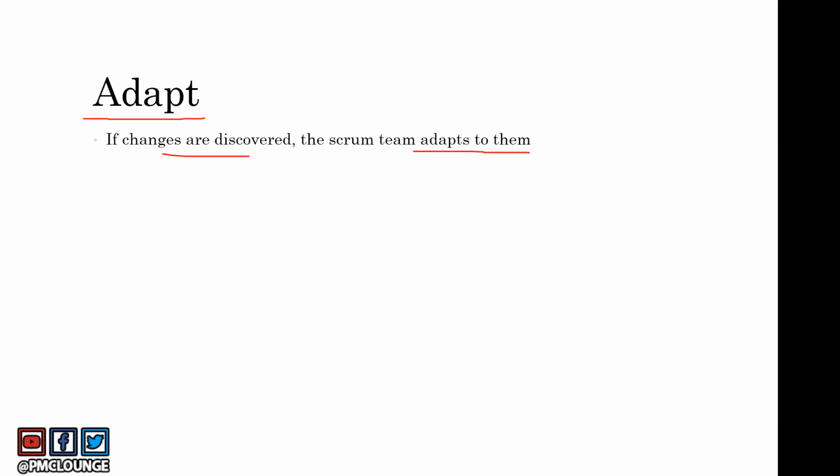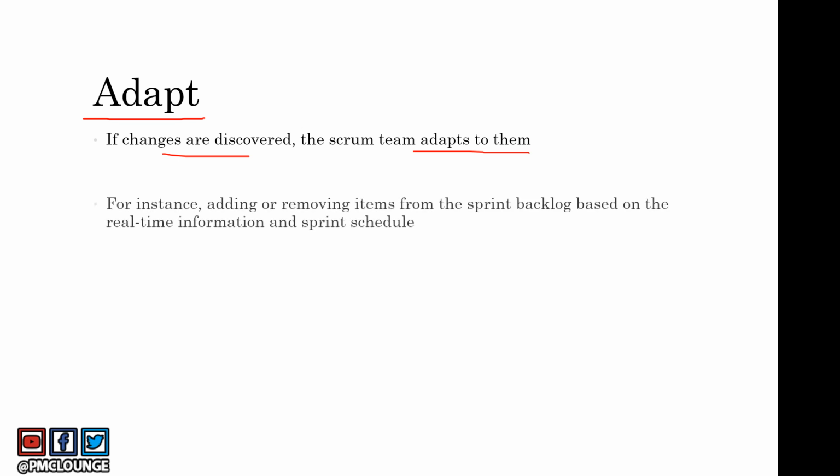All right, so let's talk about the third and final pillar of Scrum, which is adapt. Adapt basically means being comfortable with changes, and that's exactly what Scrum teams are. If changes are discovered, the Scrum team adapts to them. The Scrum team is welcoming of changes. They are comfortable implementing changes. An example could be adding or removing items from the sprint backlog based on real-time information and sprint schedule.